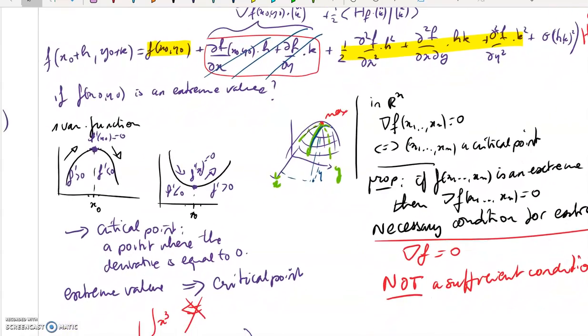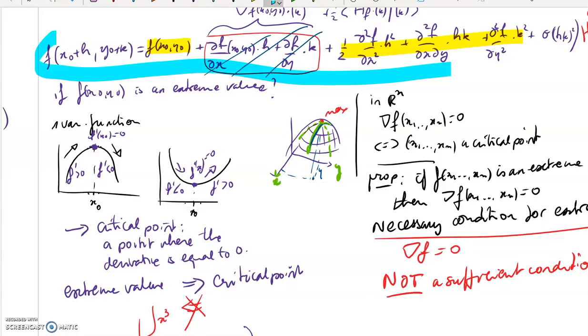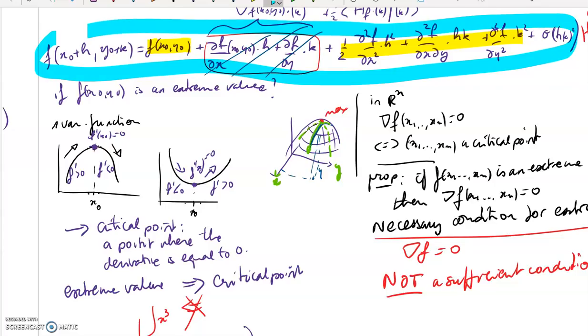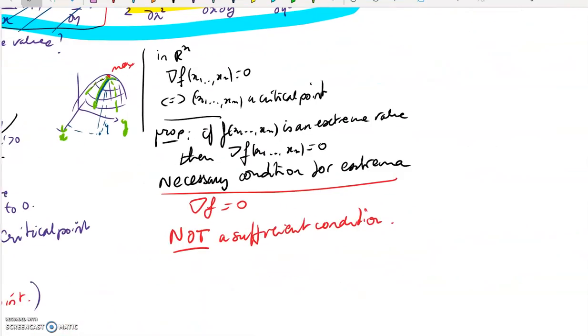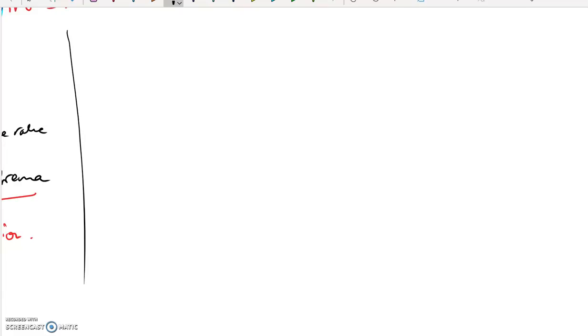Okay, so now that we have seen the first order condition, let's see what it implies for the second order. So I'm going to work again on that expansion. Let me write what's remaining here. We have x0, y0, an extreme value. f of the value is the extreme value, and x0, y0 are the arguments where the extreme value happened.